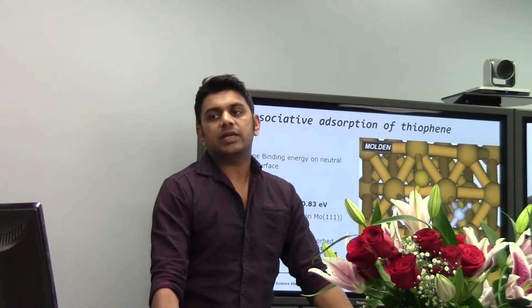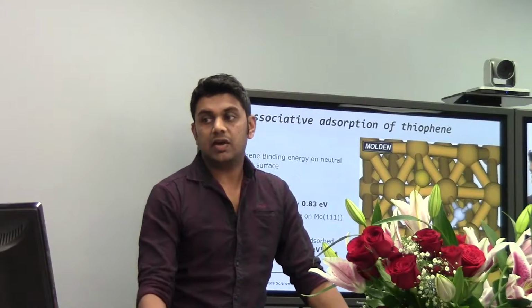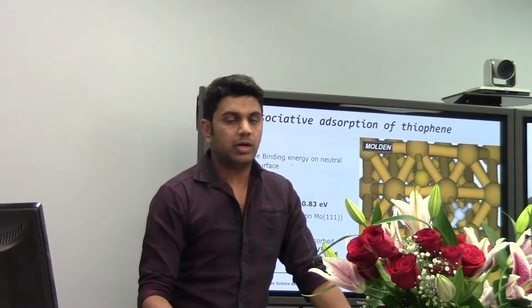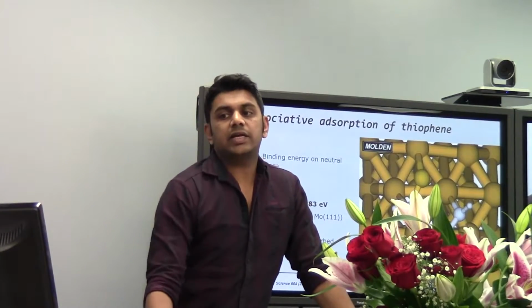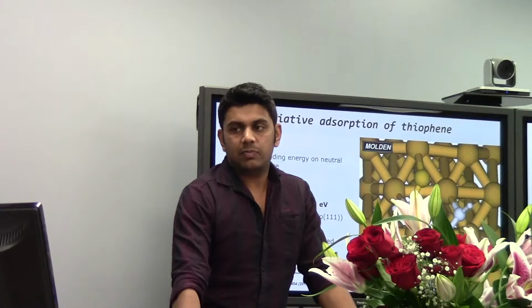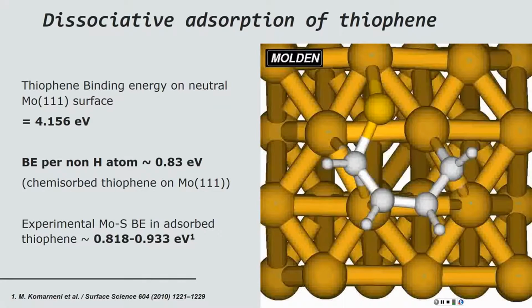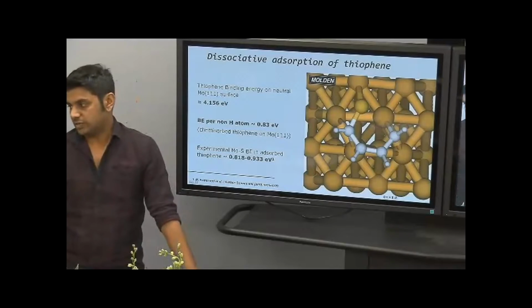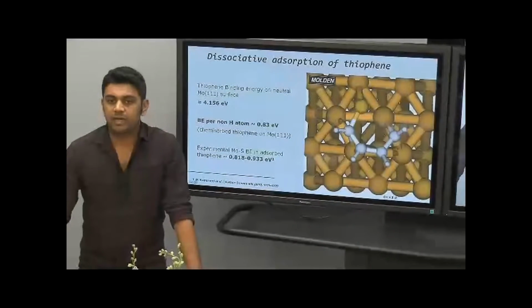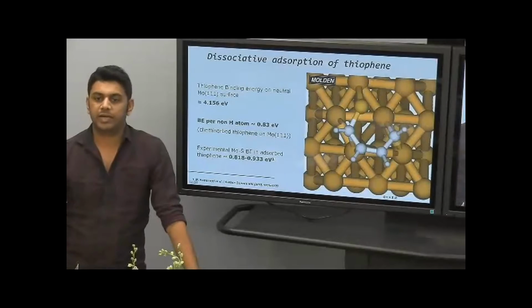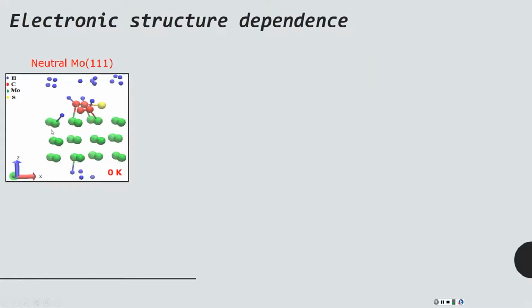Here we also calculate the binding energy of this thiophene molecule on these neutral molybdenum surfaces, and it is found to be 4.1 electron volts. If we calculate the binding energy per non-hydrogen atom, it is about 0.83 electron volts, which suggests that this thiophene molecule is strongly chemisorbed on this molybdenum surface after adsorption. Our calculated results are also in qualitative agreement with experimentally determined data. Then we determined the dependence of the thiophene hydrodesulfurization reaction on the catalyst's electronic structure.